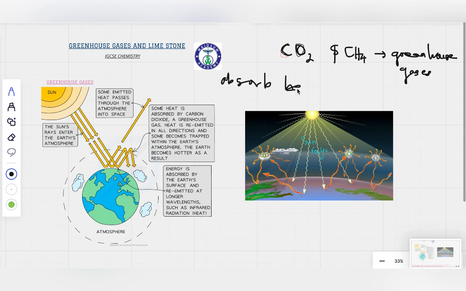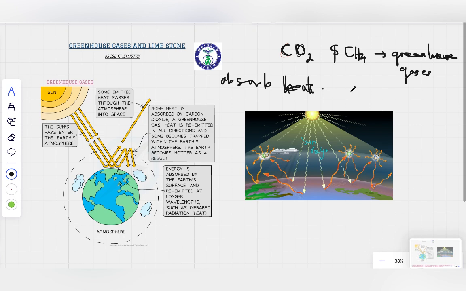They are capable of absorbing heat in the atmosphere. Okay? This is why we say they are greenhouse gases. They are able to absorb heat in the atmosphere.